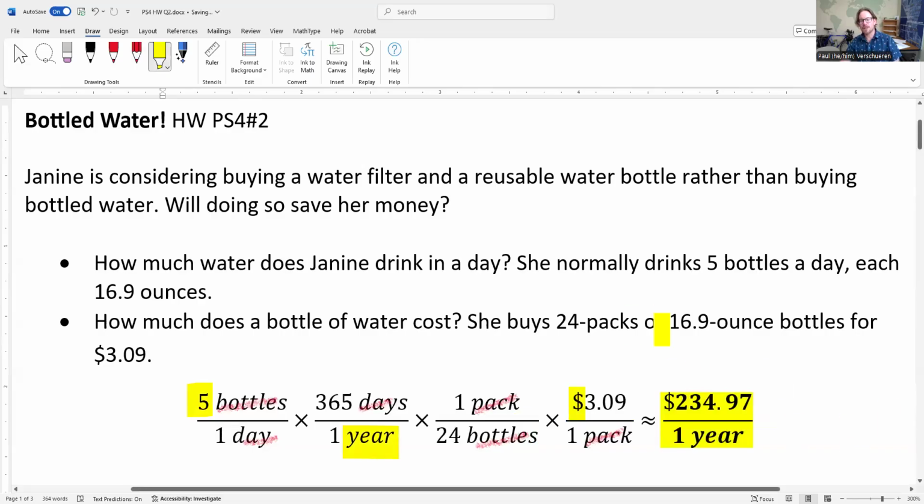So our final answer is in dollars per year, which is great because that's how much we want to know, how much she's going to spend in a year. So this worked out to be $234.97 per year.